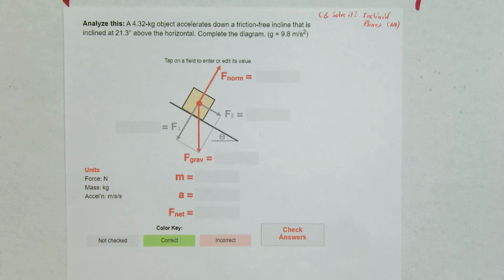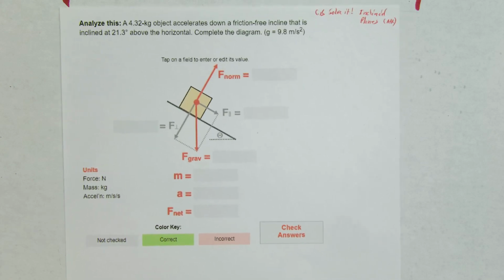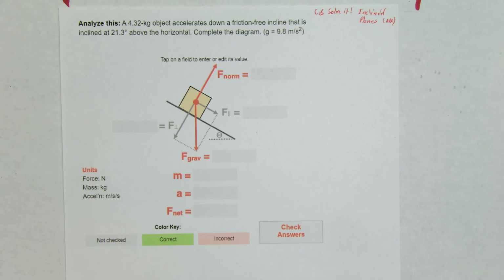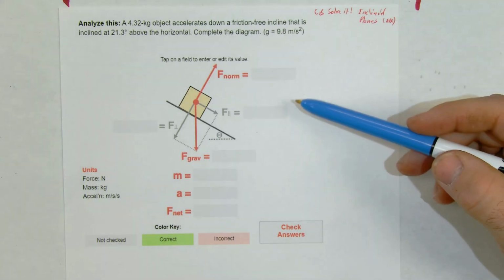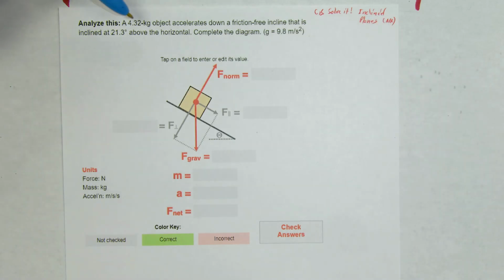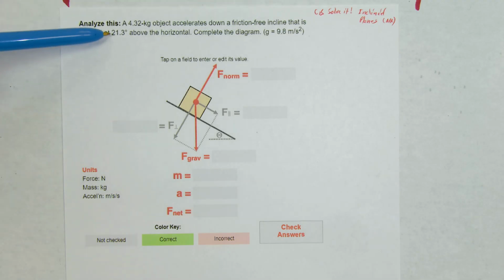So we're coming back around to the force of gravity. This has been a never-ending source of confusion, it seems like, so I'm going to touch on that as well. But we have multiple things we're trying to form here, but we're starting with some information. We have a mass given to us of an object accelerating down a friction-free incline. We're forgetting about friction in the beginning. We have an angle of 21.3 degrees above horizontal.